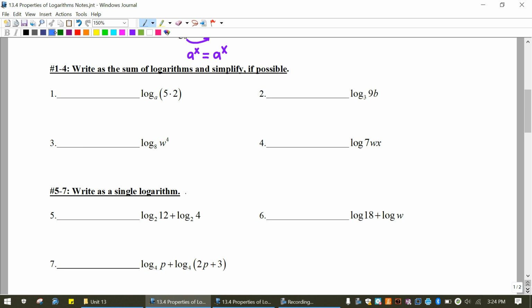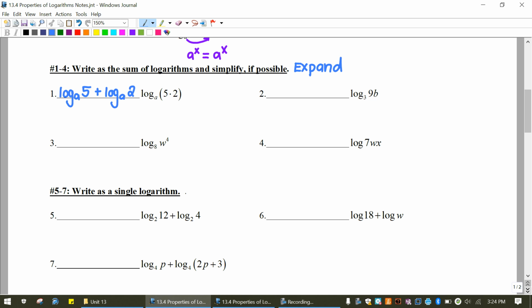What we're going to do first, we're going to take a look at number 1. The directions say to write as a sum of logarithms if possible. What that really means is that you're going to expand it. So if you are expanding, it means each thing that follows the log is now going to get its own log. So in this first example, you've got a product. So you want log base a of 5, the first part of the product, plus, because you're multiplying, log base a of 2.